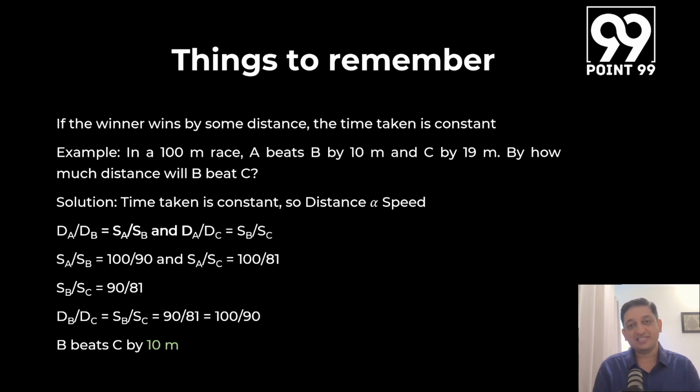90% of the race is done and B is ahead of C by 9 meters. What if 100% of the race would have been done? Then B should have been ahead of C by 10 meters. And that's why B should have beaten C by 10 meters as well. So you can also do this visually or orally.